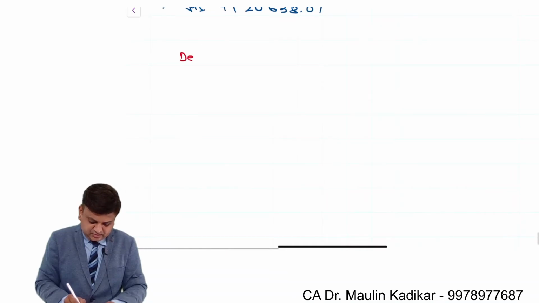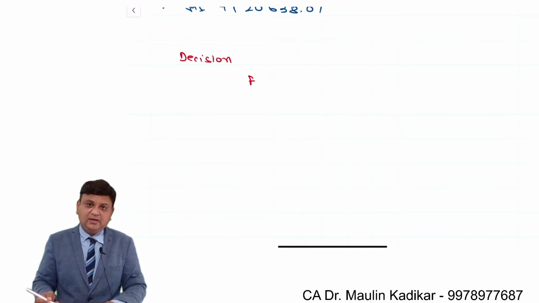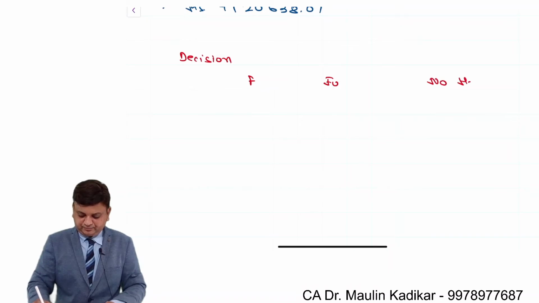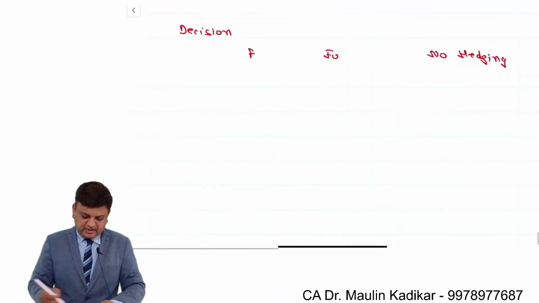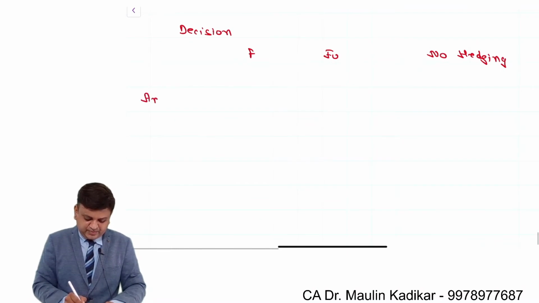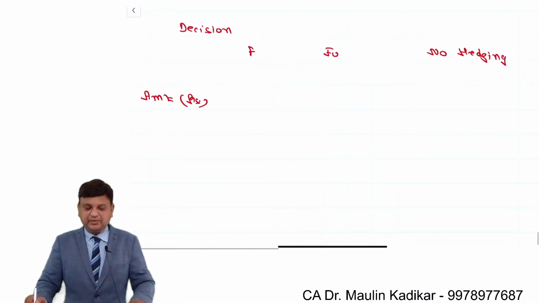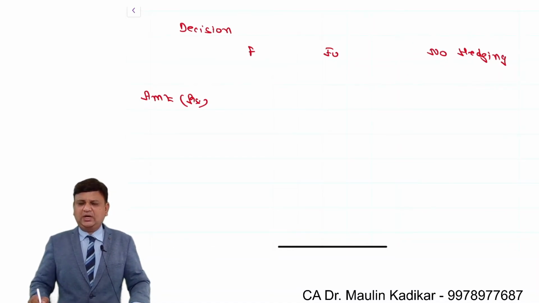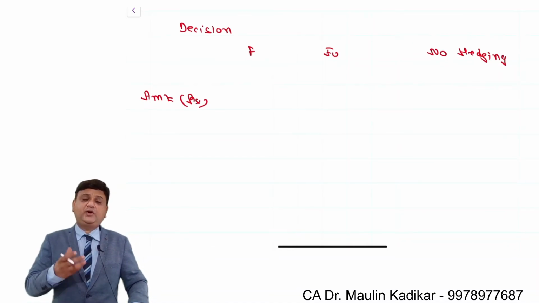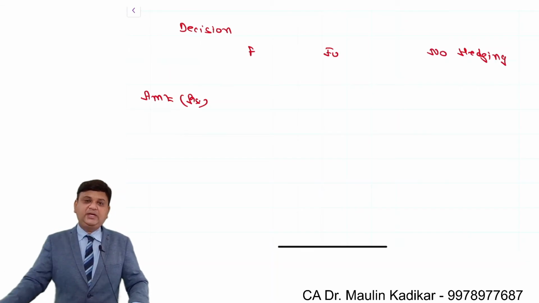And the decision: A is forward contract, B is futures contract, and C is no hedging. These three are required to be compared. This is the amount in rupees term, and this amount of the profit or loss, the alternative in which we are going to receive the highest amount is going to be selected.